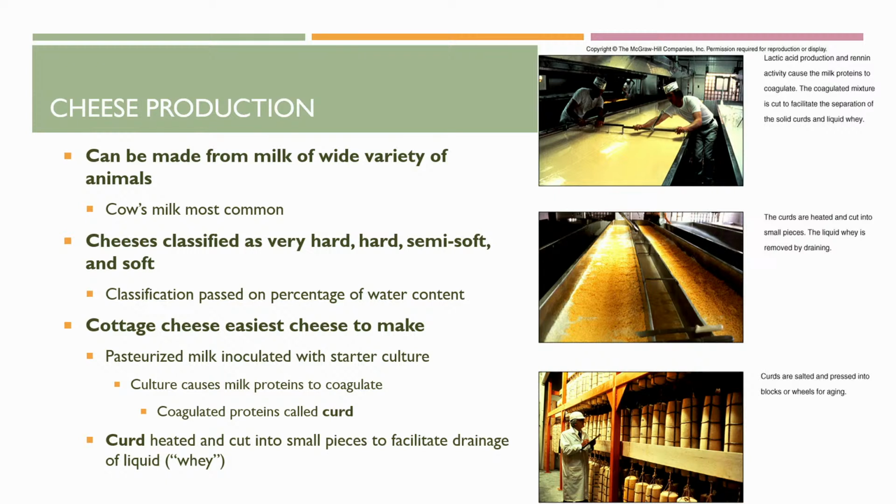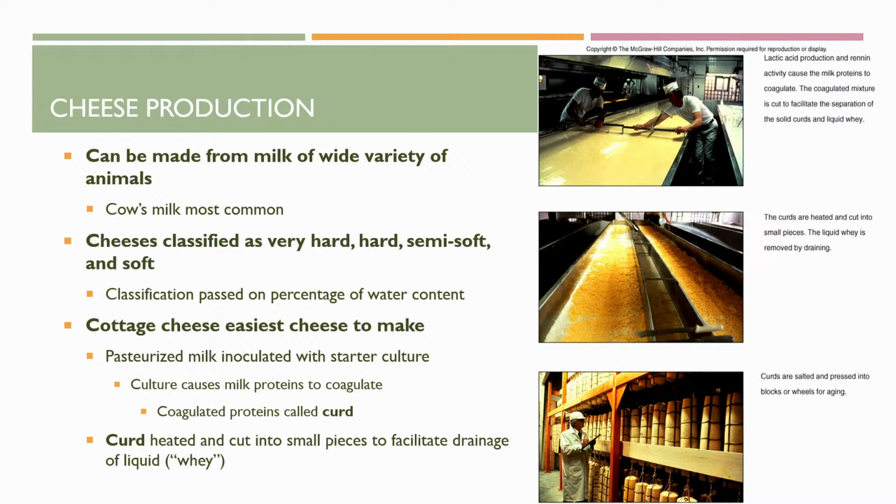All right, let's talk a little bit about cheese production. Cheese can be made from milk from different animals. Cheese can be classified as very hard, semi-soft, and soft, and this correlates to the amount of water. Obviously, if it's softer, it's going to have more water. If cheese is coagulated, which means it's more chunky, it's changing to a solid or semi-solid state, with less water.